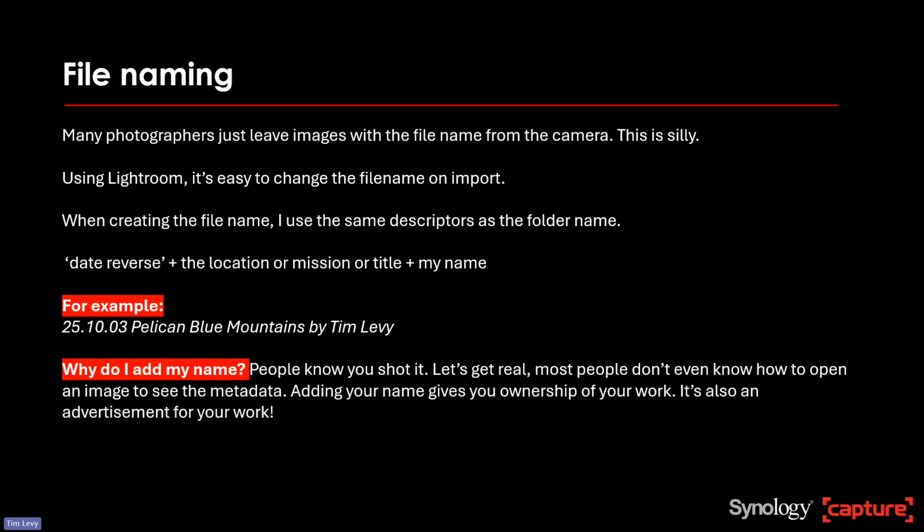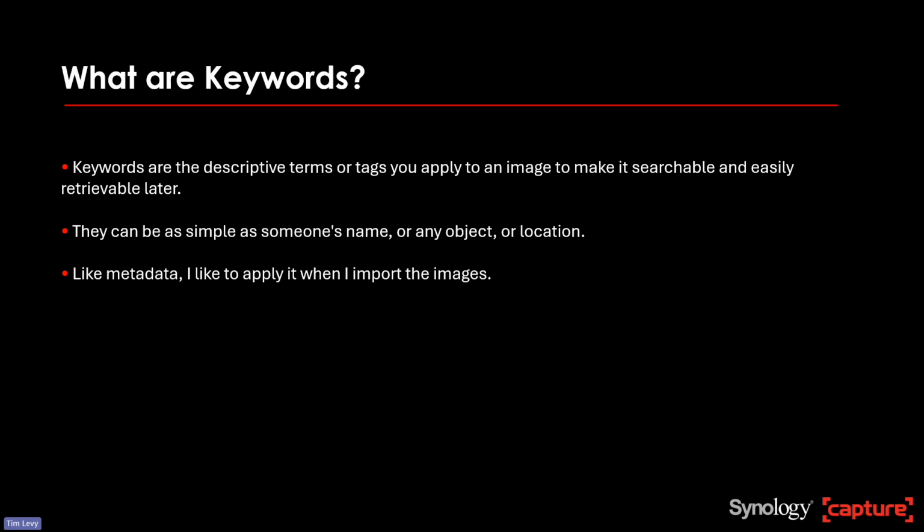So the file naming follows the same convention. It's the same as the folder name, except by my name. What are keywords? They're descriptive terms or tags you apply to an image to make it more searchable and easily retrievable later. It can be as simple as someone's name, object, or location. And like metadata, I apply it when I import the images.